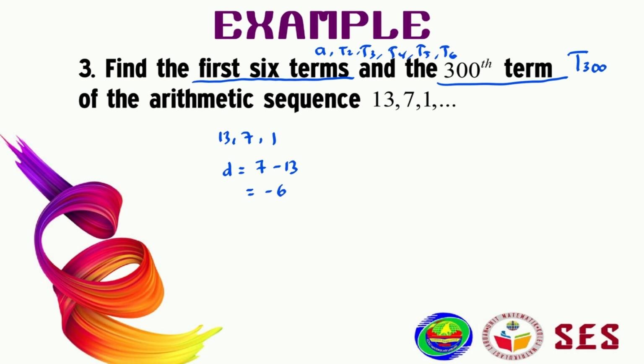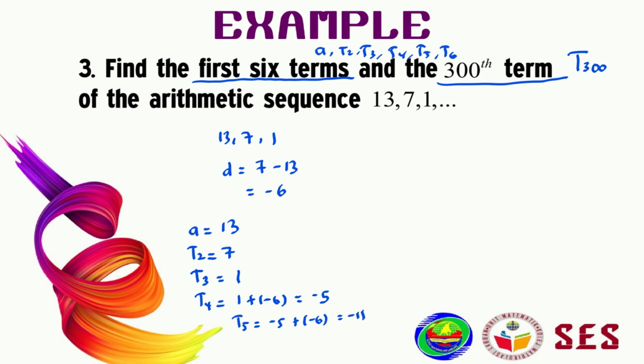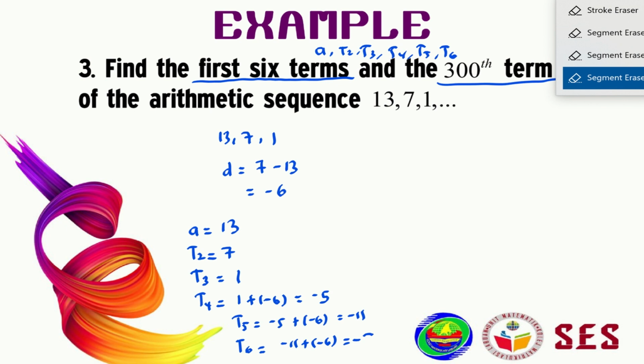Okay, so a is being given already, which equals 13. T2 equals 7, and T3 equals 1. And for T4, since we have the common difference of negative 6, I'm going to do 1 plus negative 6, which equals negative 5. What about T5? Negative 5 plus negative 6 gives you negative 11. And therefore T6 is negative 11 plus negative 6, which equals negative 17.